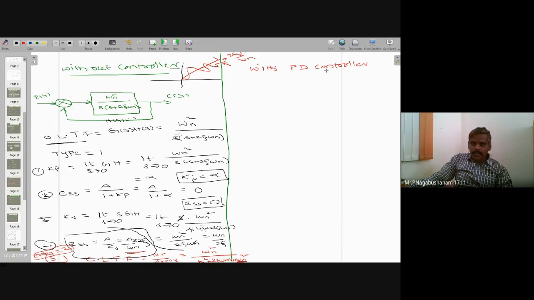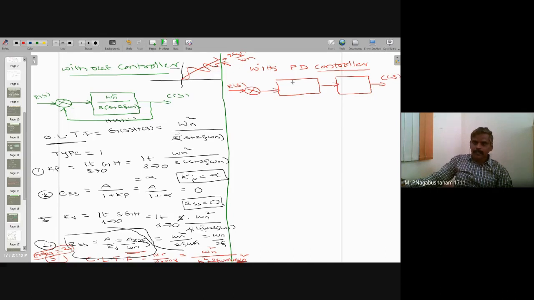I told you a controller is an external device which can be used in the forward path or feedback path or both, in order to improve the system performance. Let me take a second order system with a controller. This is input R of S. I'm going to use that PD controller. This is a second order system. Then it is C of S.